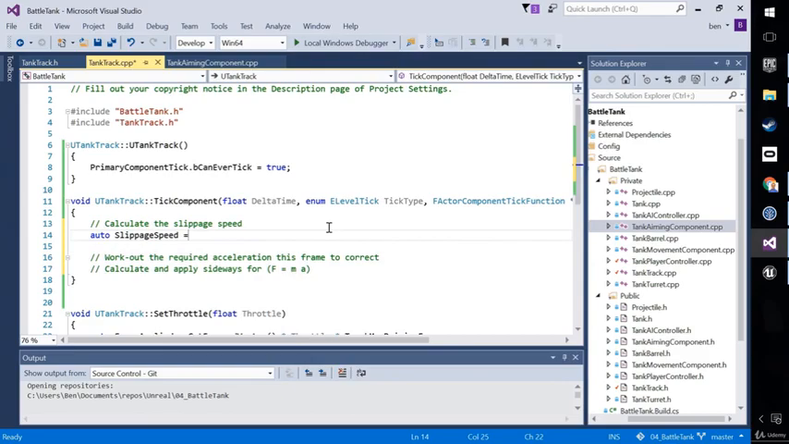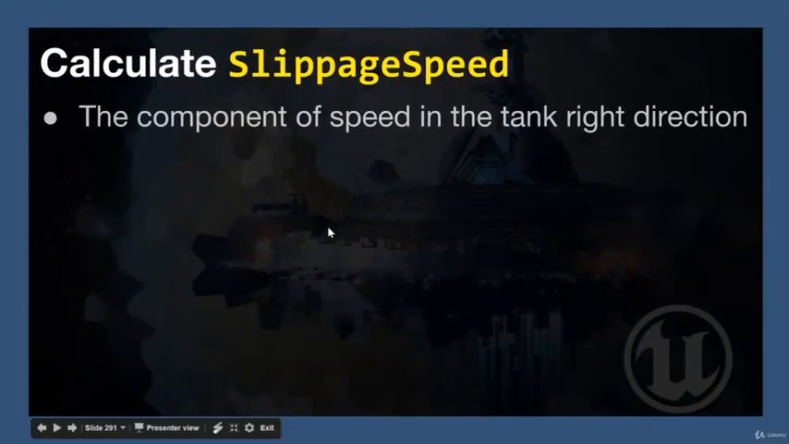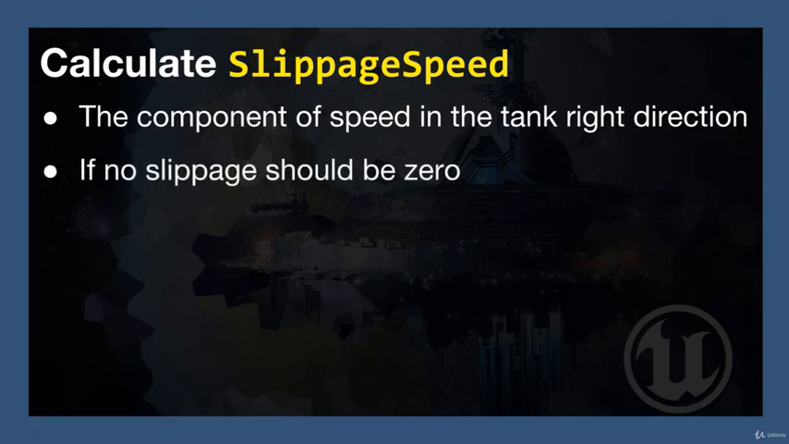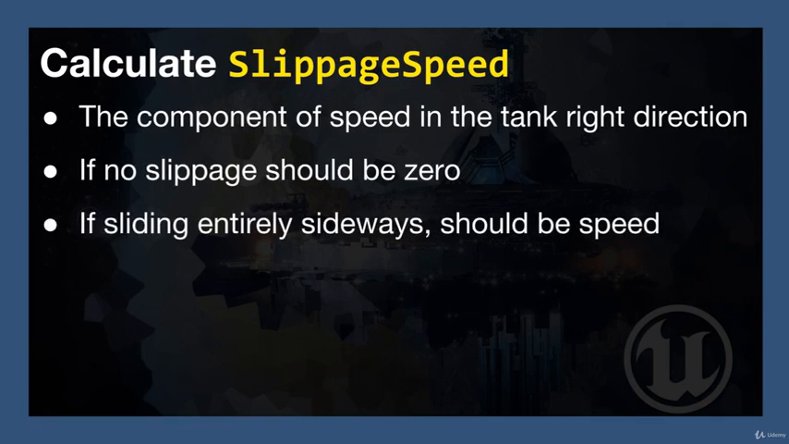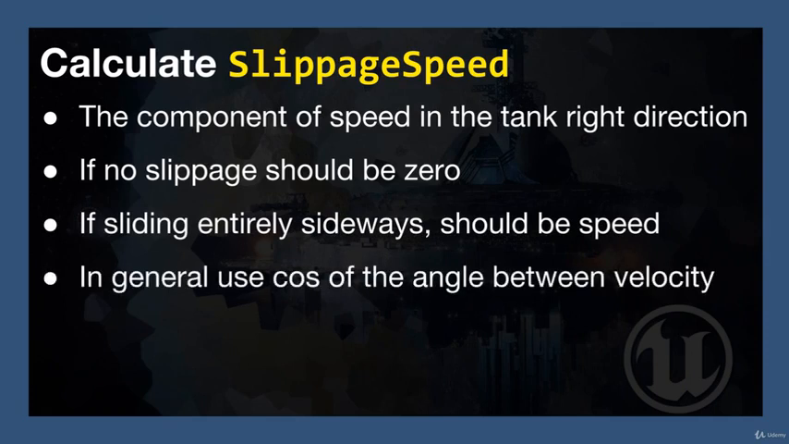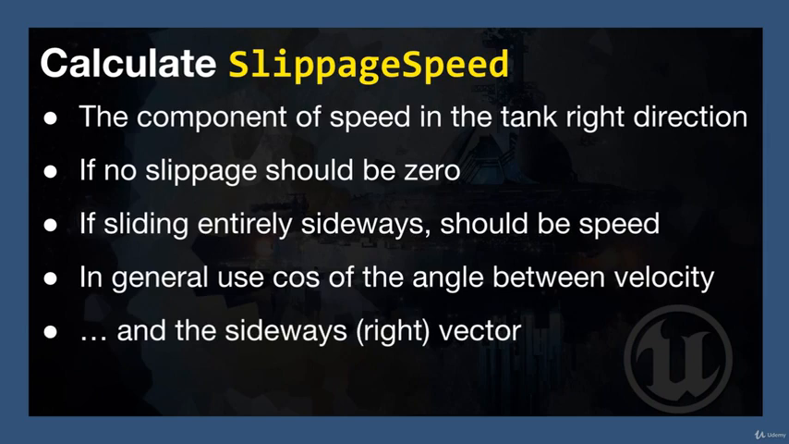Well, what is the slippage speed? Let's have a look. I'm going to challenge you to make it. It's the component of the speed in the tank right direction. We're just choosing that as a sideways direction. If there's no slippage, this should be 0. And if it's sliding entirely sideways, the slippage speed will be the same as the speed of the tank. In general, use the cosine of the angle between the velocity of the tank, whichever direction it's actually going in, and the sideways right vector.